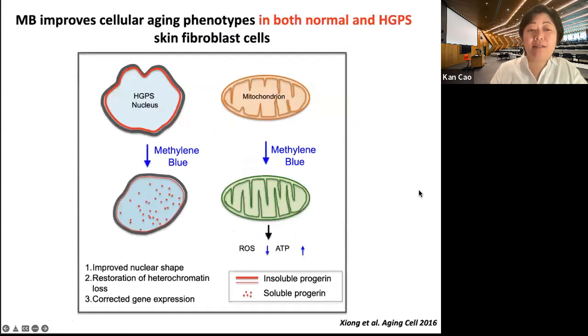So the end story of that study is we found methylene blue is a very helpful reagent to promote mitochondrial health in both normal and progeria cells. It can help to reduce the ROS, and it can also promote ATP production. Which I didn't tell you is we also found methylene blue in the nucleus because it can enter the nucleus easily to help to improve the progeria phenotype.